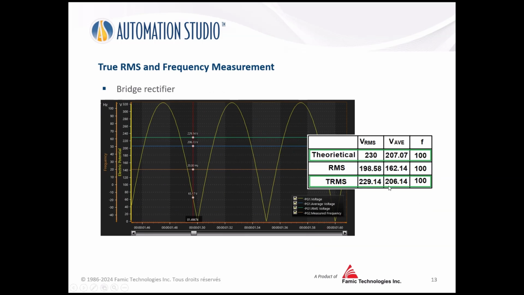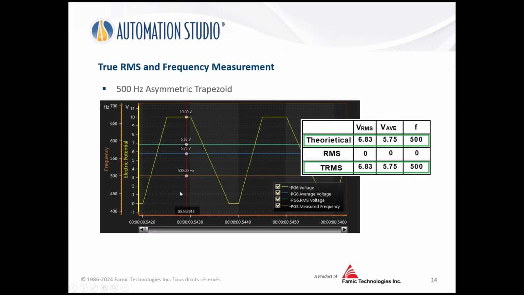Here's an example of a bridge rectifier. So theoretical VRMS is 230. We're measuring 229. The average is 207. Here we're getting 206. So previously the values were quite a bit different. And here we have a 500 hertz asymmetric trapezoid signal. And again, we're getting the correct values here.